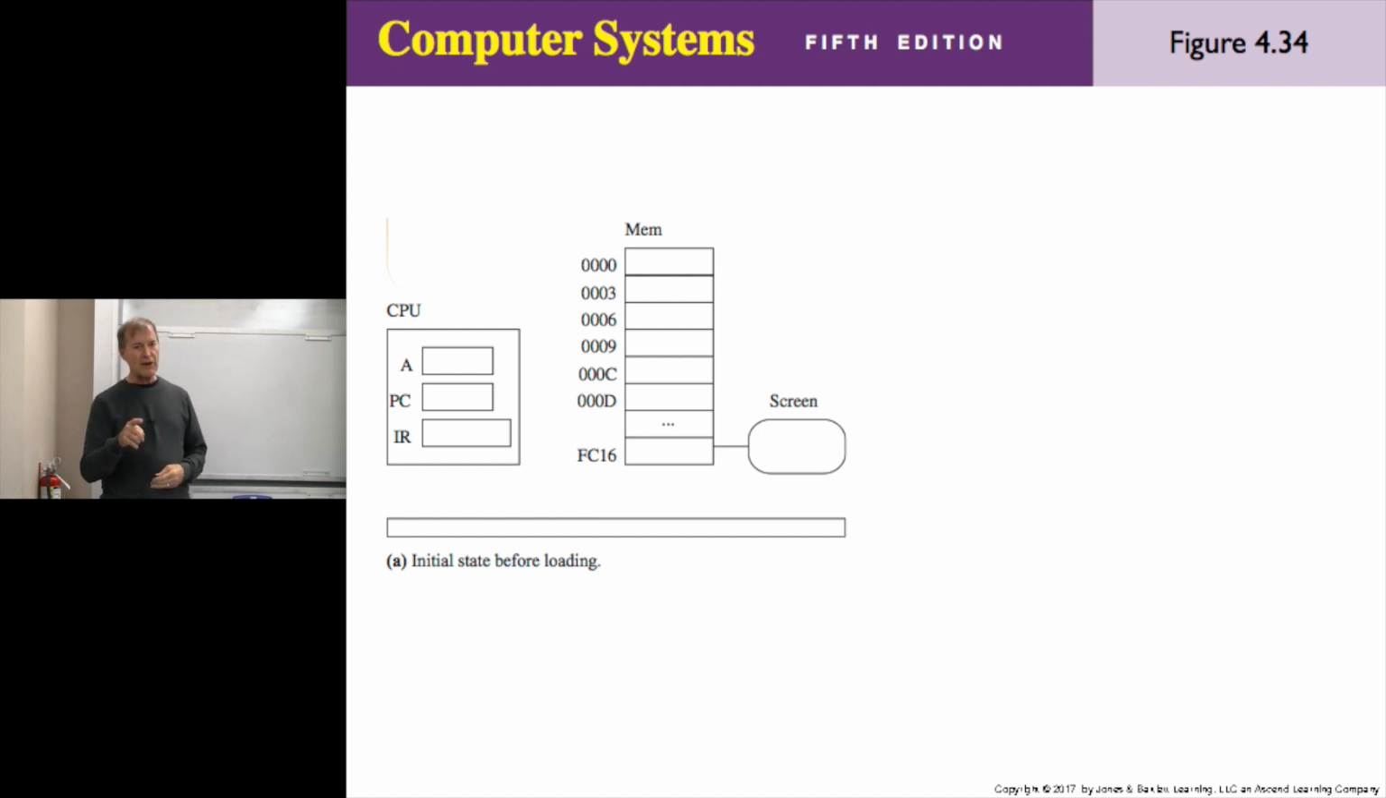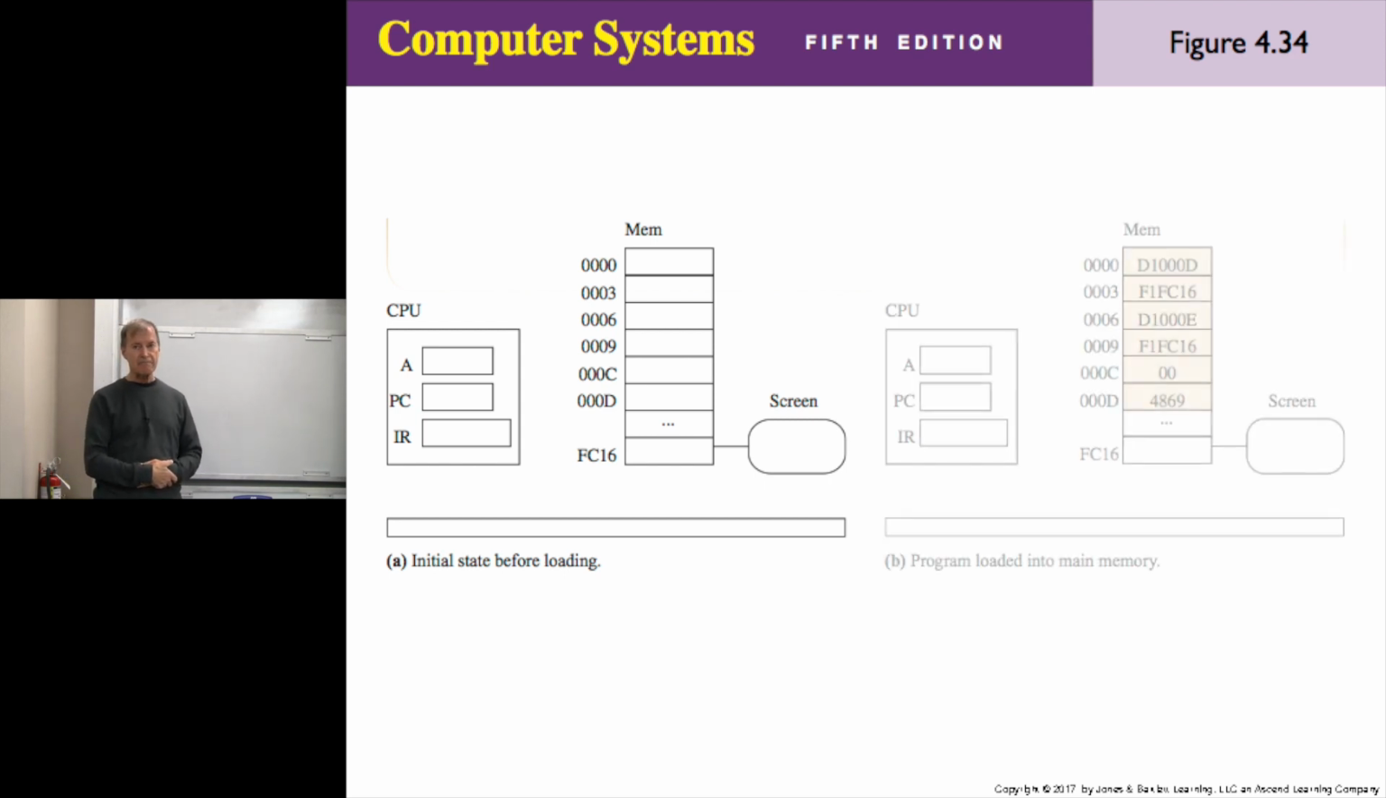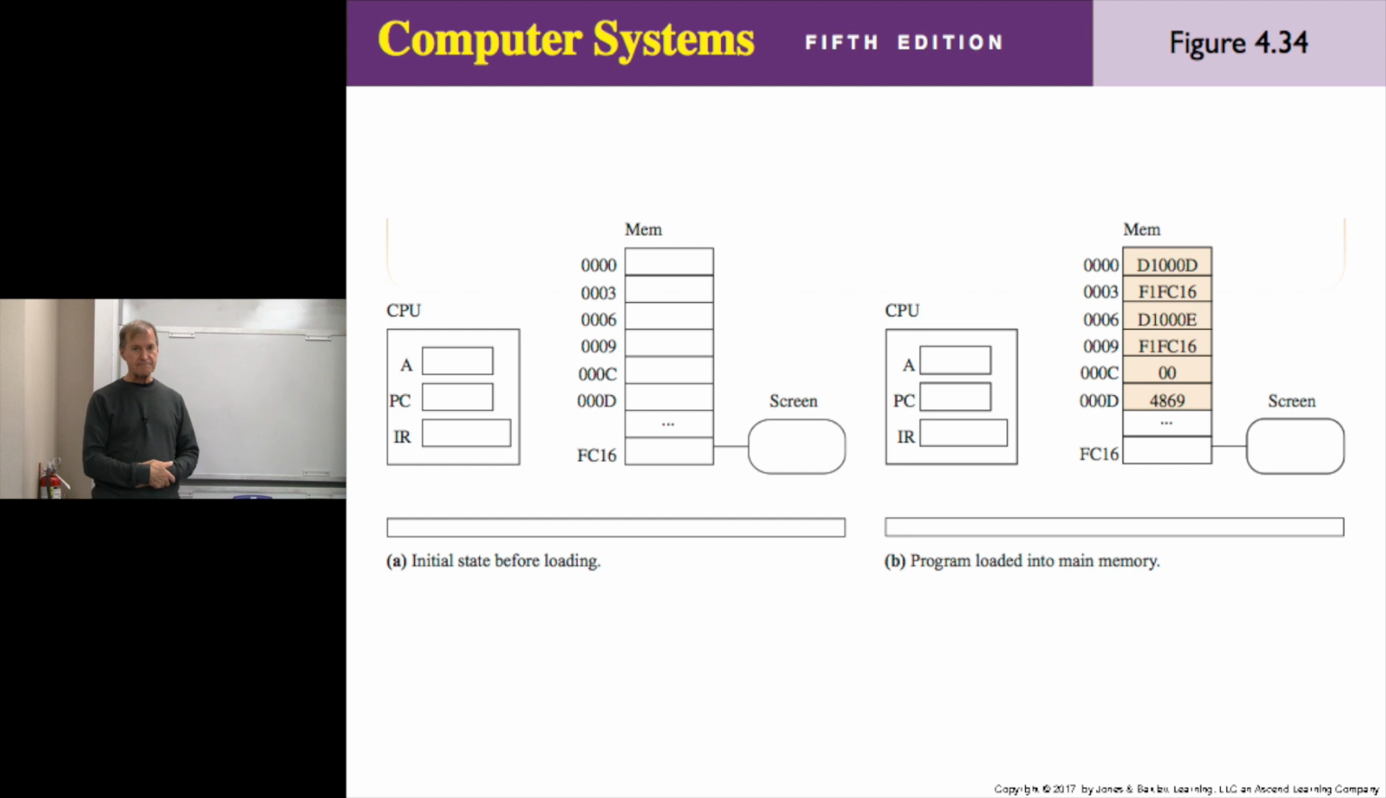So now before the von Neumann cycle can start, what has to happen? You remember that? Before we do fetch, decode, increment, execute, repeat, what has to happen first? Load the machine language. That program has to be stored in memory, starting at address 0000. Now, does everybody see part B? What has happened? Do you recognize that D1000D in memory? That's the first instruction of our program.